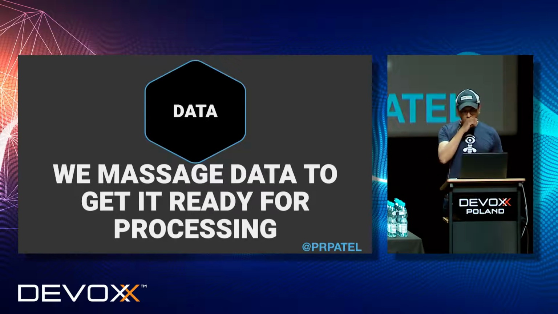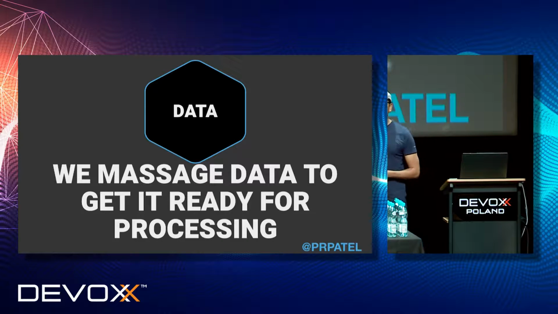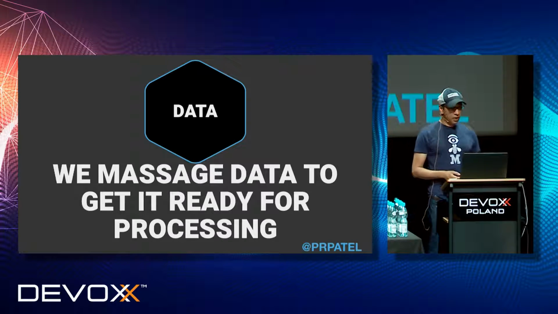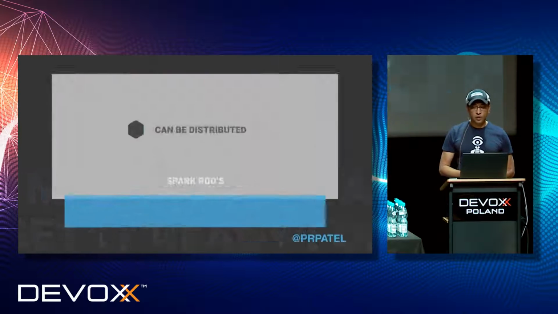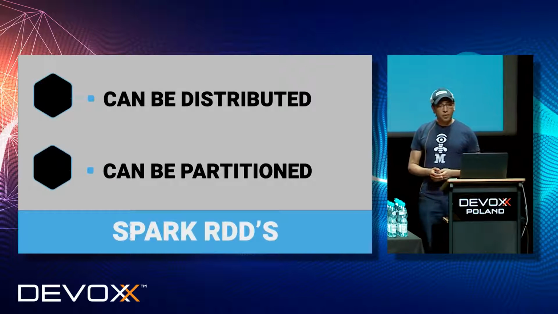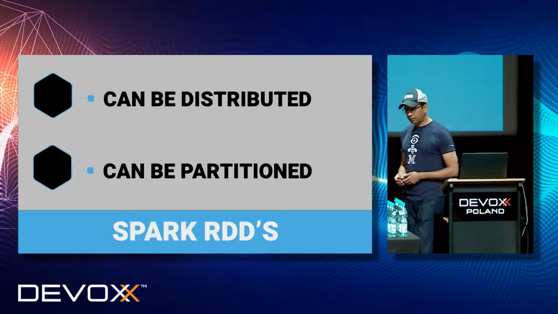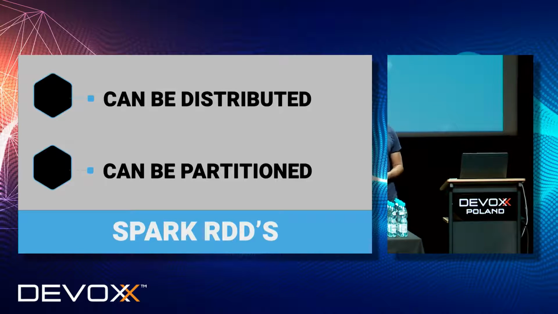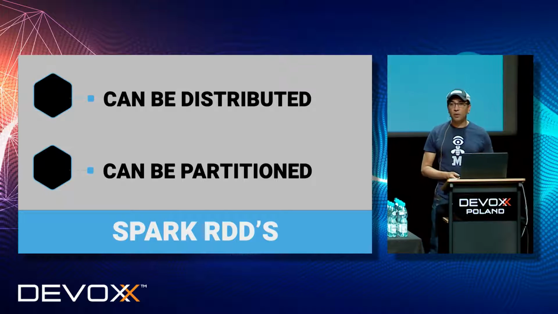Okay? So again, we use this kind of interactive style of development so that we can quickly go and massage data to get it ready for processing, whether we're just showing some analytics or whether we're doing some machine learning. Right? Now, the Spark RDDs that we're using, which is the underlying data structure, they can be distributed and they can be partitioned. And it's up to Spark in terms of how those things get partitioned across a cluster.